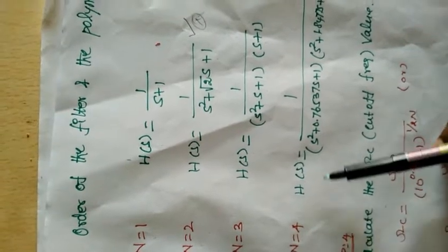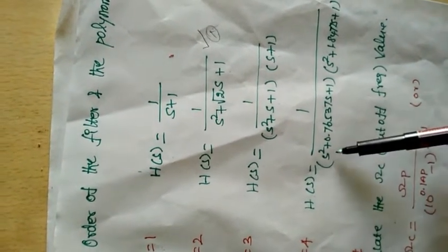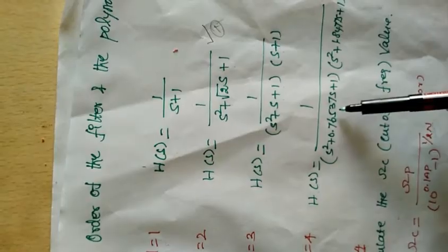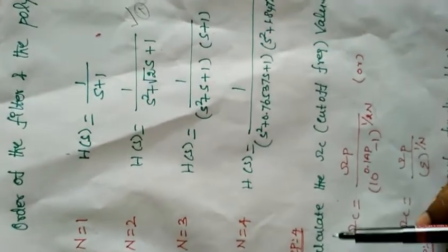For N is equal to 4, H of S value is 1 by S square plus 0.76537 S plus 1 into S square plus 1.8477 S plus 1. Next step is calculating the cutoff frequency OMC.